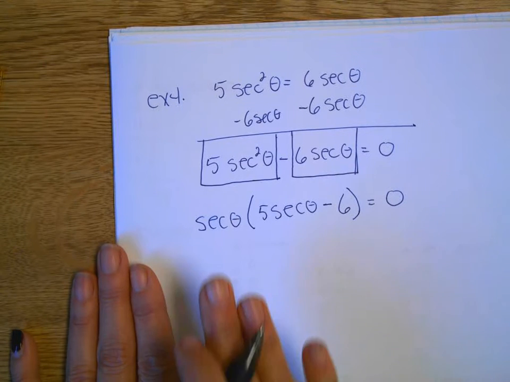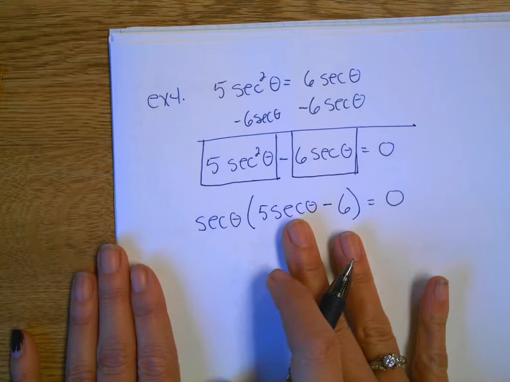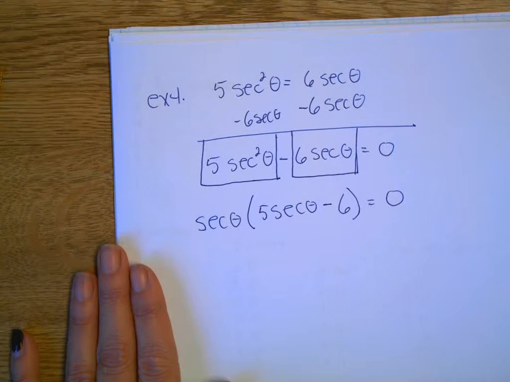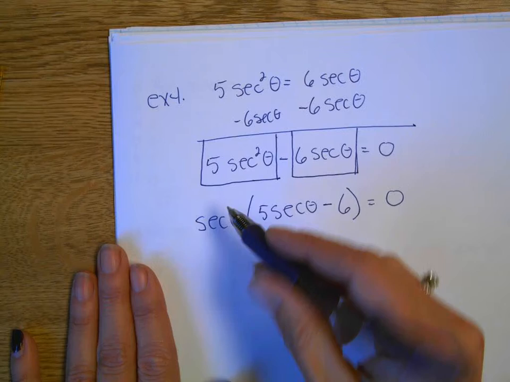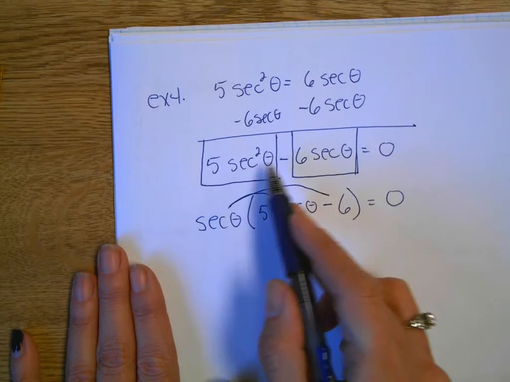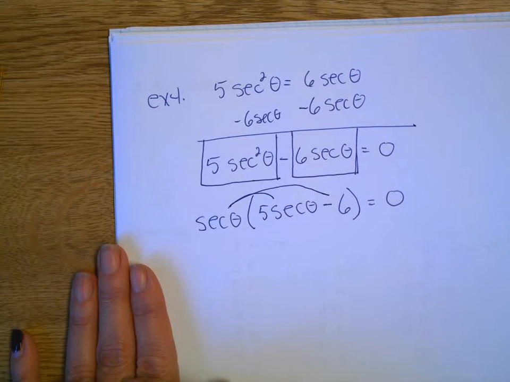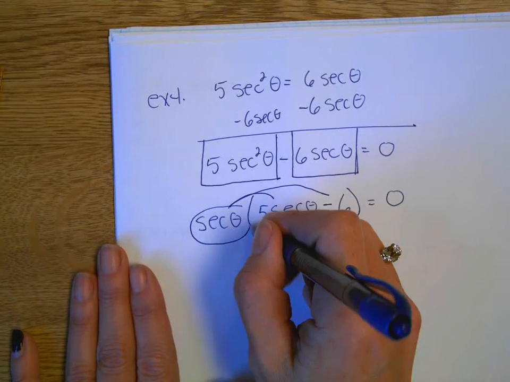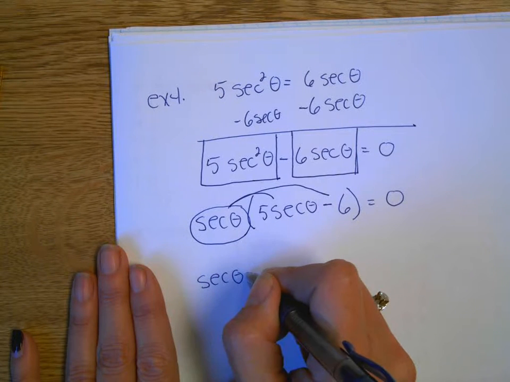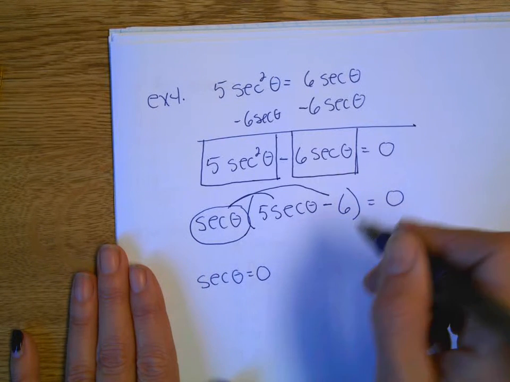Now that I've got it factored, it's thing 1 times thing 2 equals 0. What happens to that other secant out here? If I distribute this back in, I will get exactly what I had in the basket. Got it. Okay. So, thing 1 would equal 0. And thing 2.